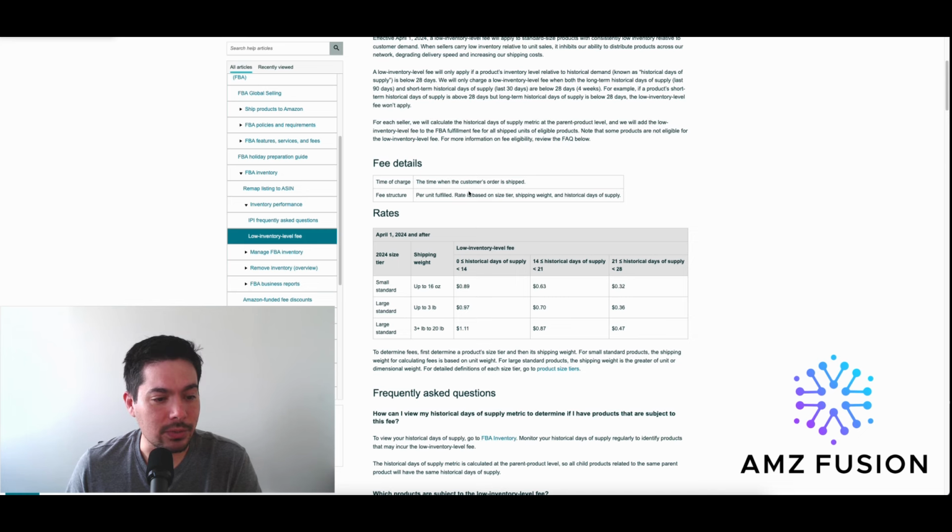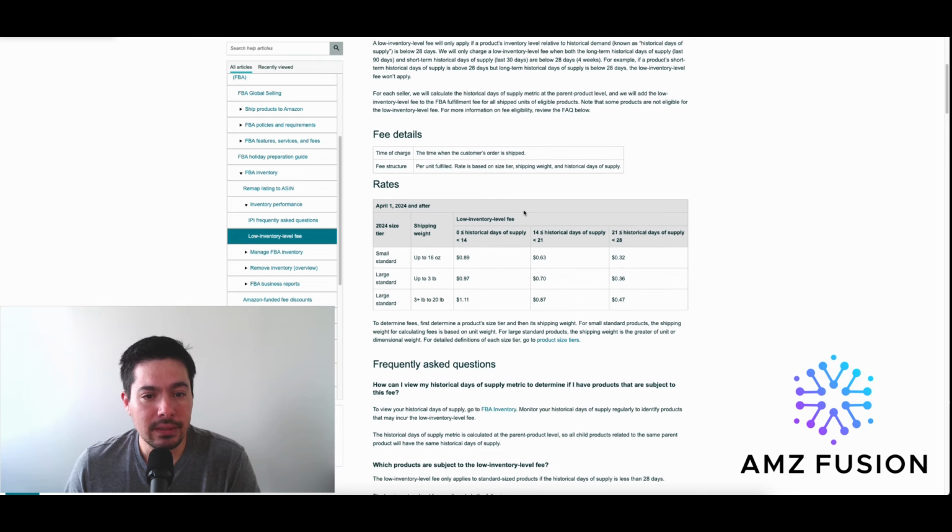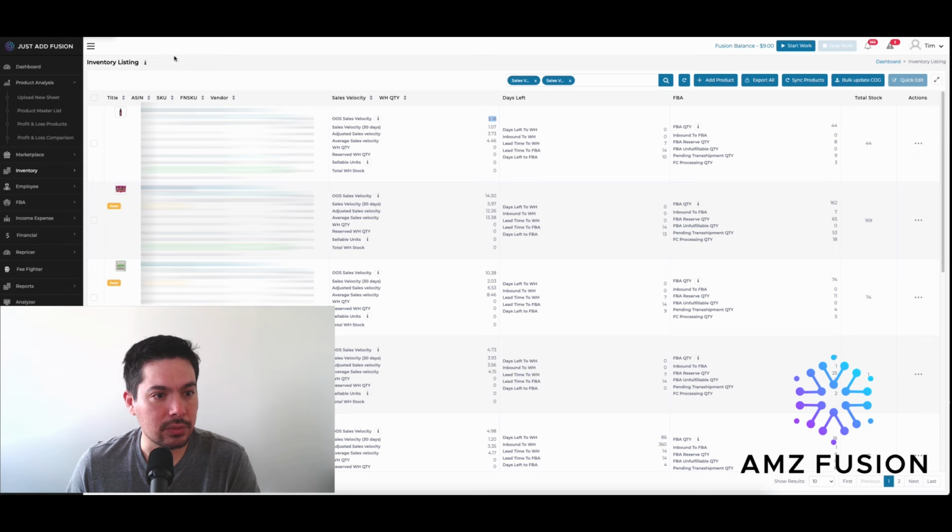The low inventory fee is a new thing that's starting in 2024. It's actually going to start charging in about 10 or 15 days. And so this is another complicated thing. And again, we've built our own software for this. Let me just come over here.